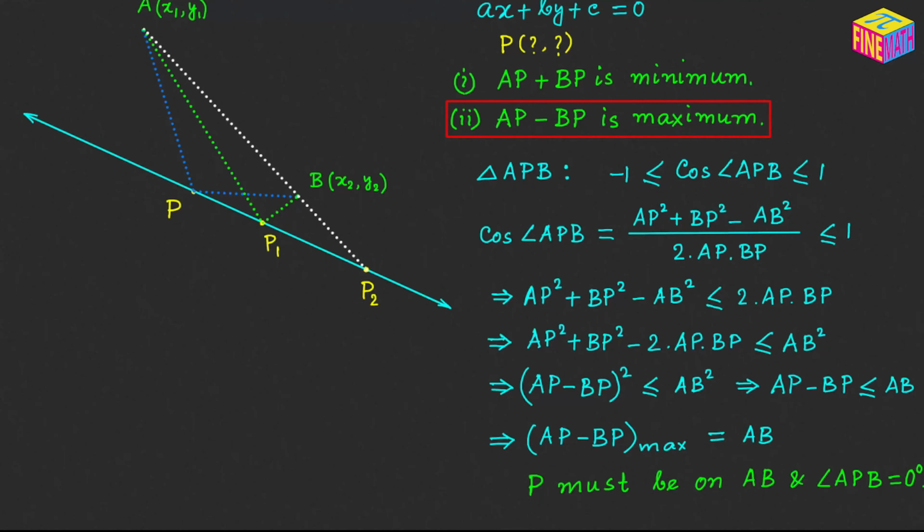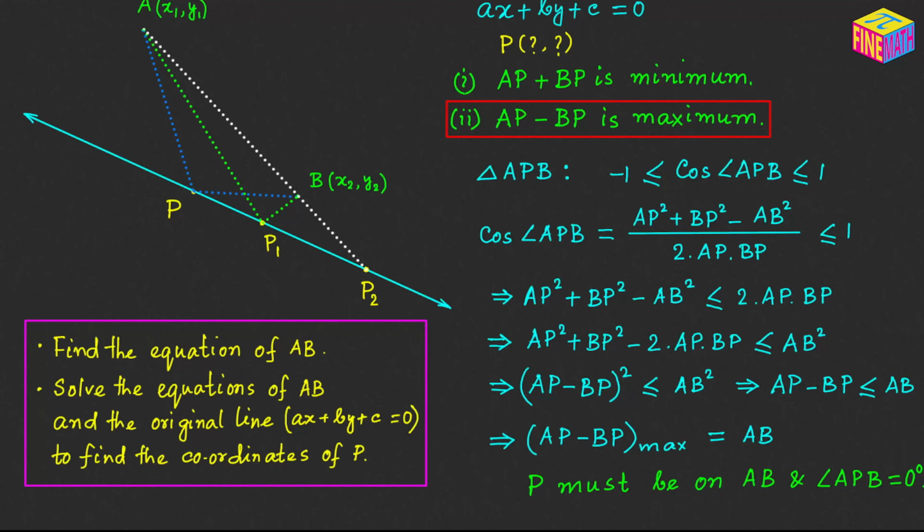So to solve a problem like this, we have to find the equation of AB. We can easily do that because we will be provided with the coordinates of A and B. So from there we can formulate the equation of AB, and then we will be provided with the equation of the original straight line. From there we just have to solve those two equations to find the coordinates of the point P. I hope everything made sense.